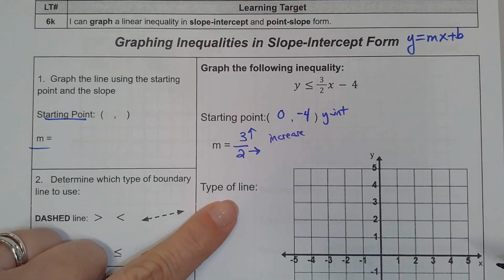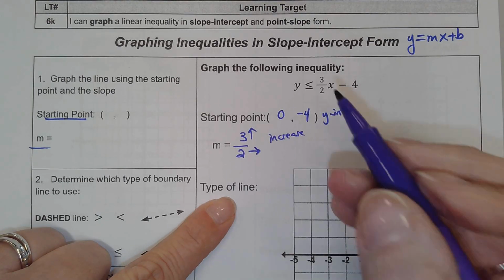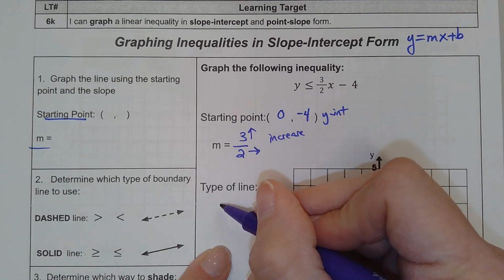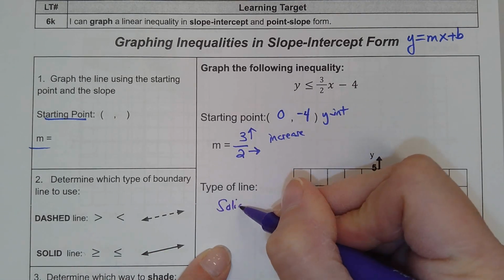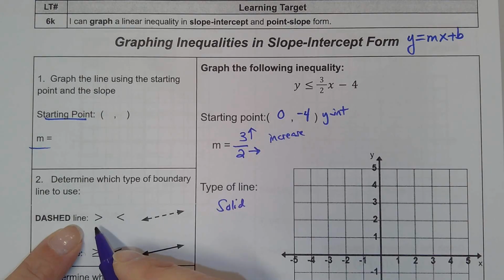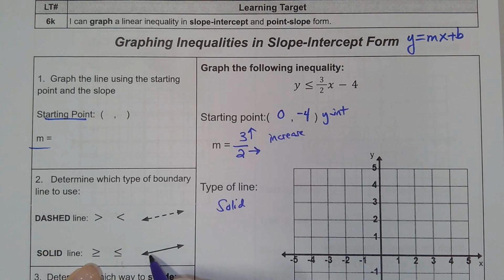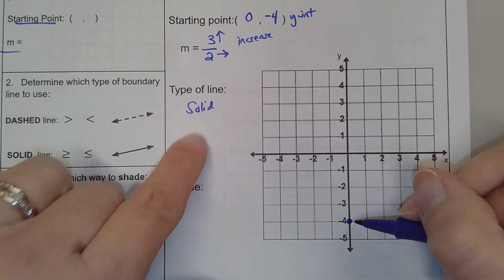Okay, what type of line are we going to use? Dashed or solid? Since it has equals, we will use a solid. A dashed line is if there is no equal sign. Equal sign gets solid. Okay, so let's go ahead and graph this line.